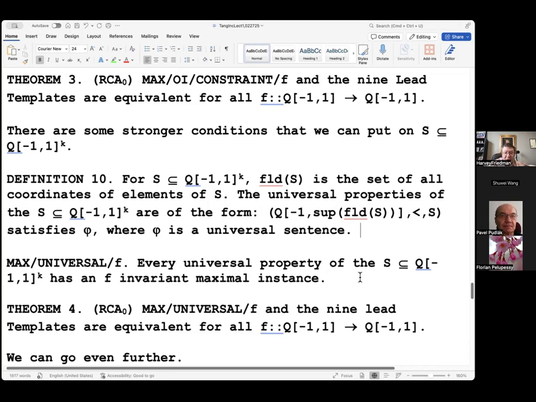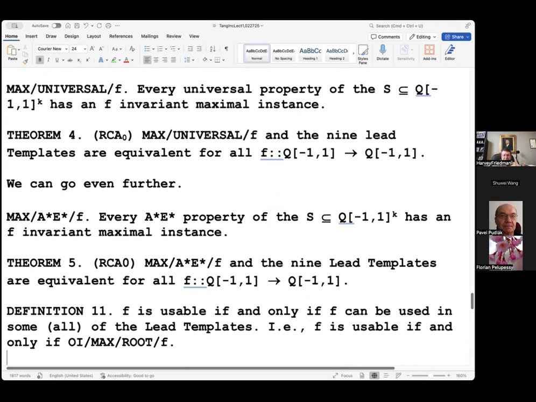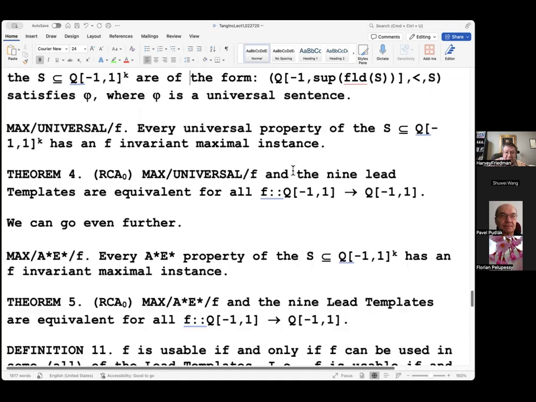Okay, and now I claim that every universal property has an F invariant maximal instance. I mean, I'm not claiming this. This is a template, and I'm saying that this template is the same as everything else. Now, we can even go further, as far as I can take this, and this gets tricky. I'm not 100% sure about this, but let me tell you what I'm pretty sure of, even if this isn't quite right. Okay, an A star E star property is the same thing, except that the sentence is A star, E star, phi. And we still want to bound this thing by the sup of the field. You remember the sup of the field here.